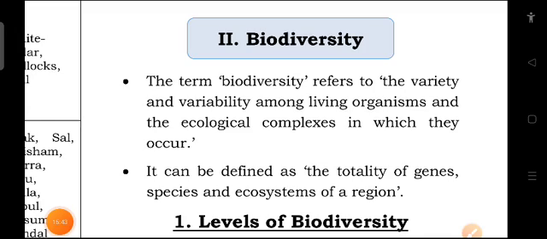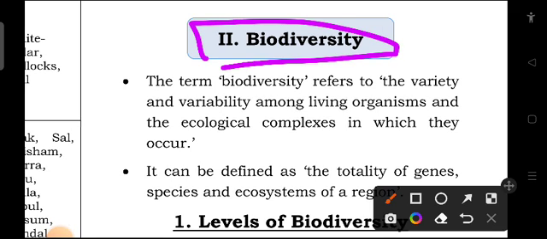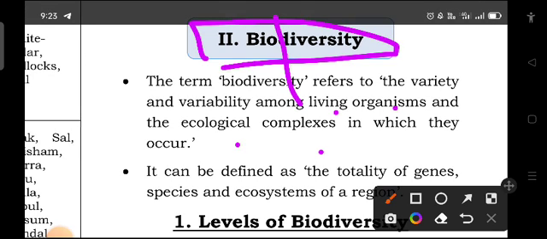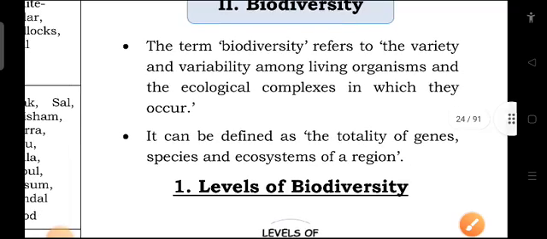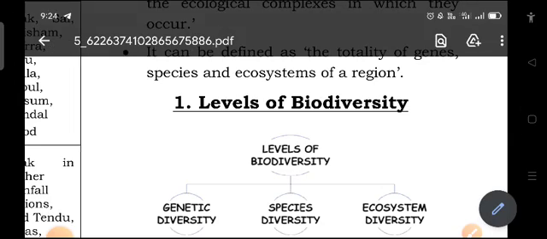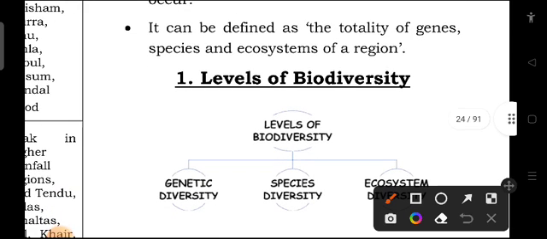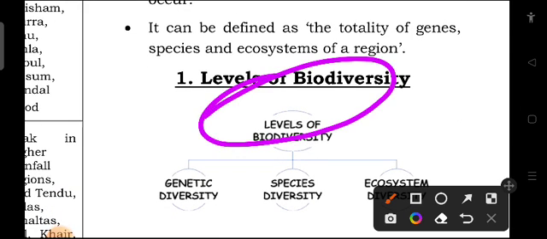So we are done with the ecosystem, that is the terrestrial ecosystem part. We will begin with the next topic, which is biodiversity. The term biodiversity refers to the variety and variability among living organisms and the ecological complexes in which they occur. So bio is living and diversity is the variety or diverse nature of living organisms. It can be defined as the totality of genes, species and ecosystems of a region. So it's basically the total amount or number of genes, species or ecosystems in a particular region.